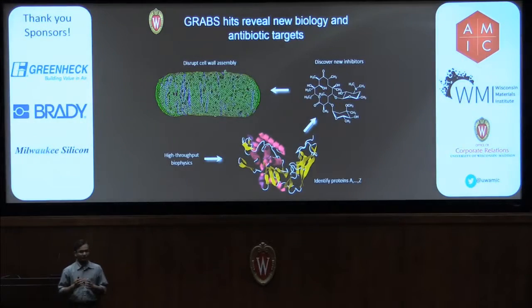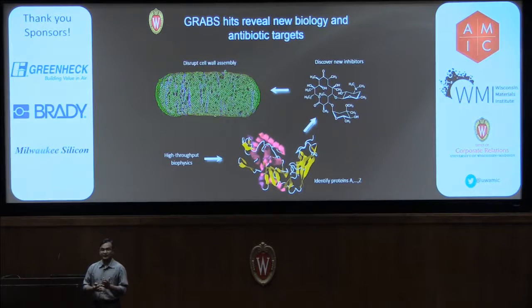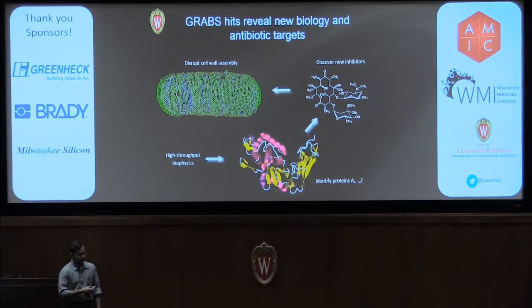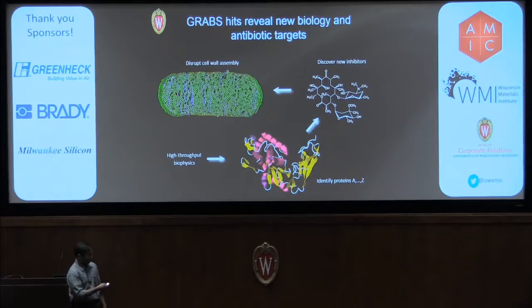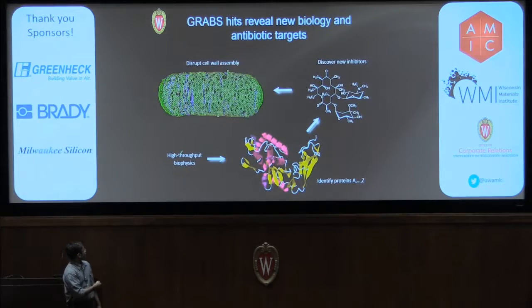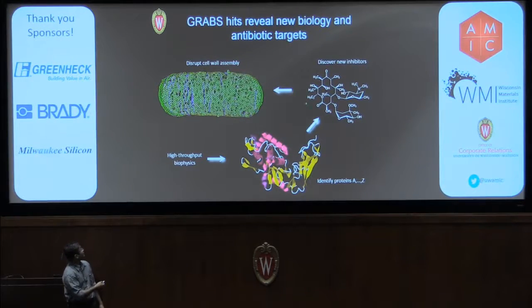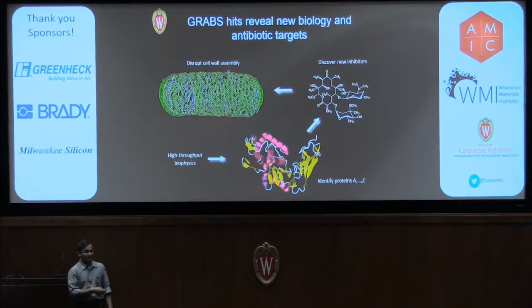So what we have found here is that these two tools can be used to study any bacteria, any organism, to find what are the genetic modulators that control the stiffness of bacteria. And we can use these tools to come up with novel inhibitors. So what we are doing here is high throughput biophysics to identify proteins. These proteins can be targeted using novel small molecule inhibitors, and these inhibitors can be used to disrupt cell wall assembly.